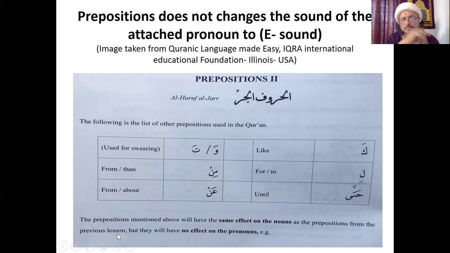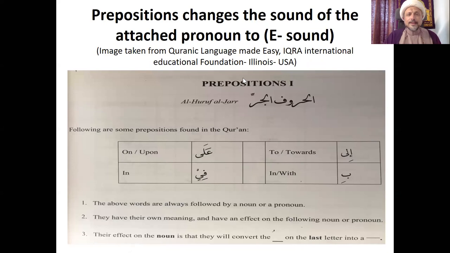Like the previous slide, preposition group number one, but they will have no effect on the pronouns. So the pronouns are solid. The previous ones will have an effect on the attached pronoun, singular male. Let's try it out to remind you of the pronouns. Here, ila. Ilaihi. So for he, the E sound is there. Bihi, the E sound is there. Fihi, the E sound is there, as ha has kasra. Alaihi, the E sound is there. So this is the attached male singular pronoun.